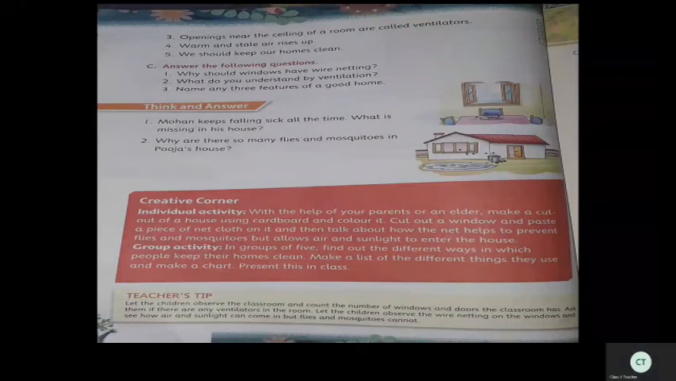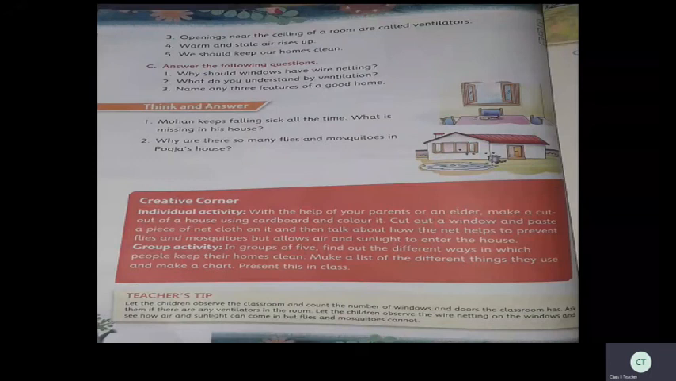The next, think and answer. First one, some pictures are given here, children. Just observe that and answer. First one, Mohan keeps falling sick all the time. What is missing in his house? What is the answer, children? Mohan keeps falling sick all the time. What is missing in his house?